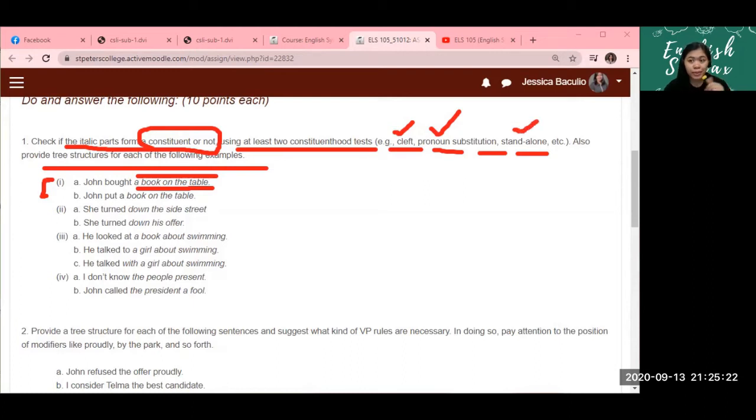A book on the table, and that is correct. We can't actually apply conjunction because there's only one italic part. So this is a yes, it's a constituent. The second one, John put a book on the table. A book on the table. Okay, so it's the same, they just have different verbs.